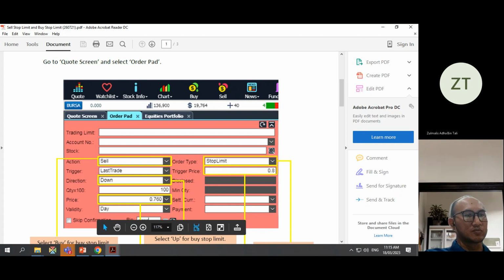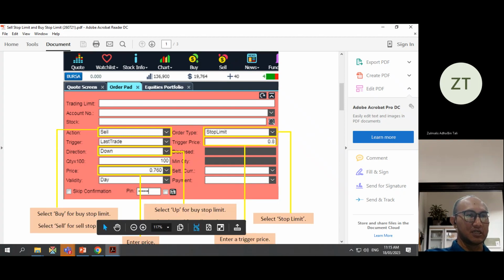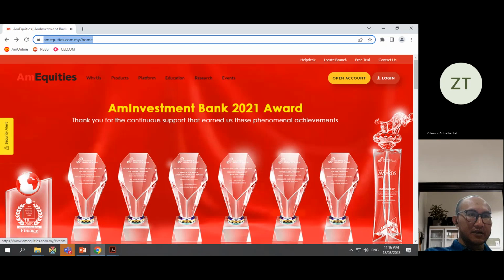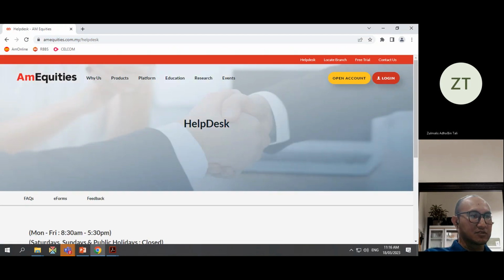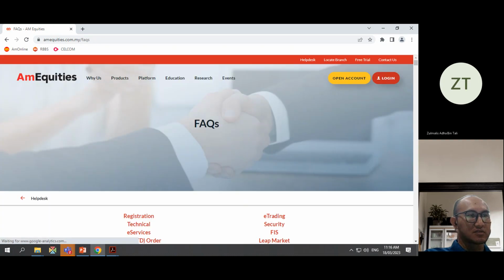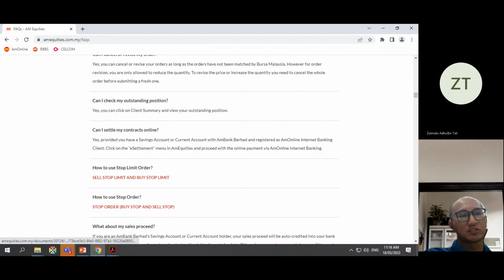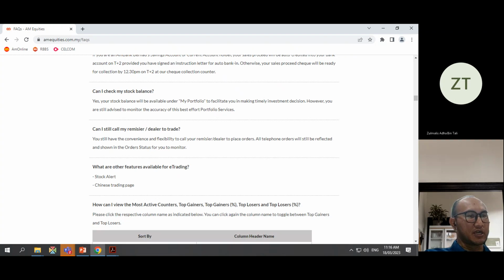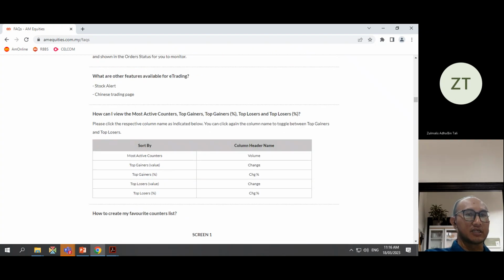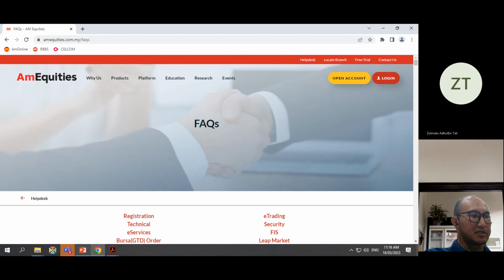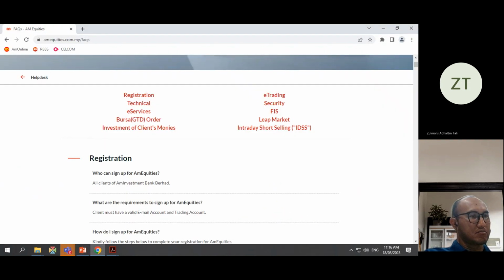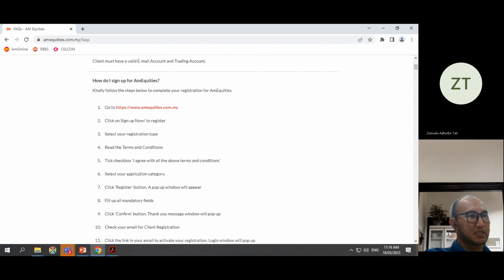So in case you want to put some stop function, this information you also can view on the website, under help desk. All right, FAQs. You can check it here under how to use stop limit order or how to use stop order. You actually can check it under our help desk and FAQ, and then more FAQ under the screen. And then what else? Nothing much. I think that's about it, Jeff.